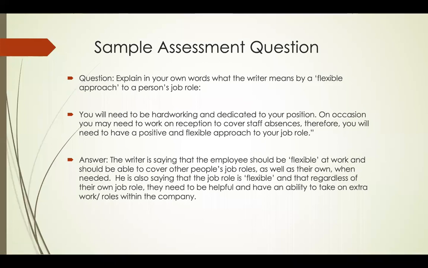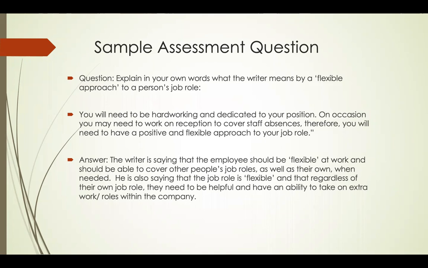The writer is saying that the employee should be flexible at work and should be able to cover other people's job roles as well as their own when needed. He's also saying that the job role is flexible and that regardless of their own job role, they need to be helpful and have an ability to take on extra work or roles within the company.